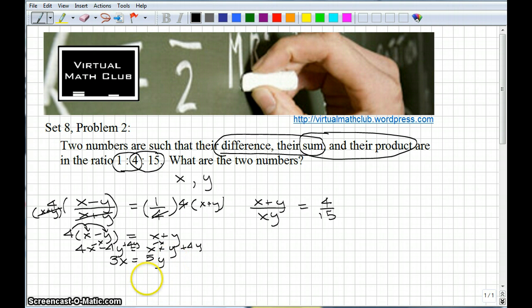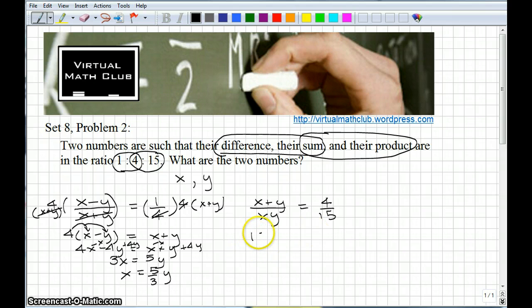Okay? And I can also write that as x is equal to 5/3 y. Alright, so I've simplified that equation. And I can do the same thing over here. I can multiply both sides by 15 and both sides by xy, so get rid of the denominators here.